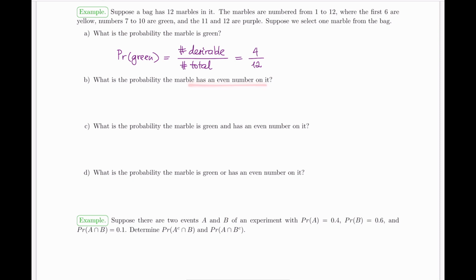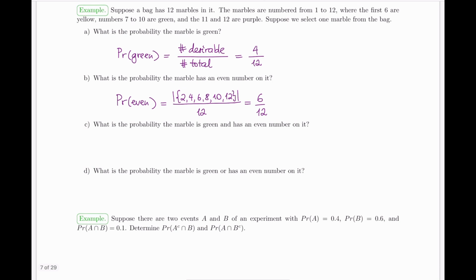What is the probability that the marble has an even number on it? Okay, so once again, we're going to have our desirable over total. Total I already know, it's still all the marbles, so it's going to be 12. But what are my desirable outcomes here? It's going to be the cardinality of what set? I want an even number, and I am working with the marbles that are numbered from 1 to 12. So 2, 4, 6, 8, 10, and 12. So on top here, overall, I have 1, 2, 3, 4, 5, 6 outcomes divided by 12 total, or 1/2.